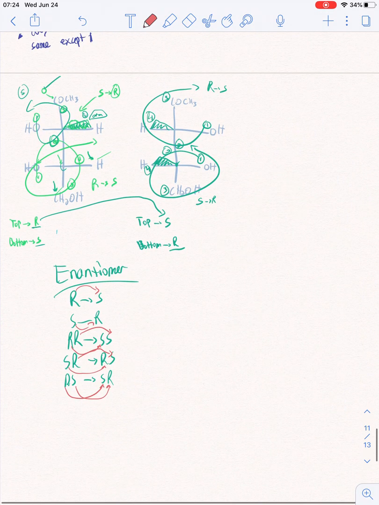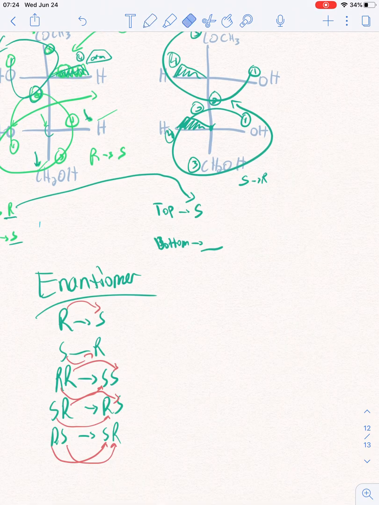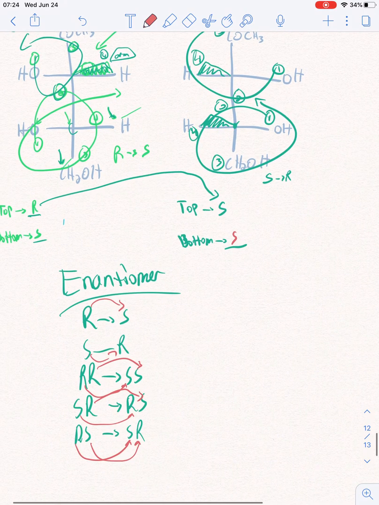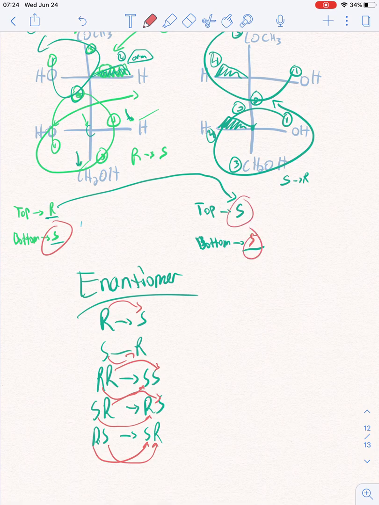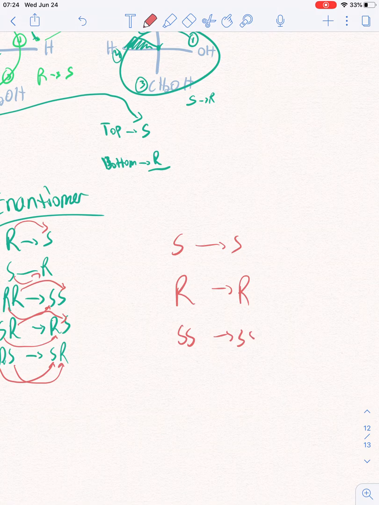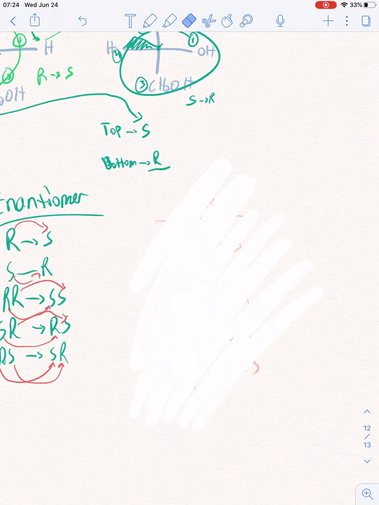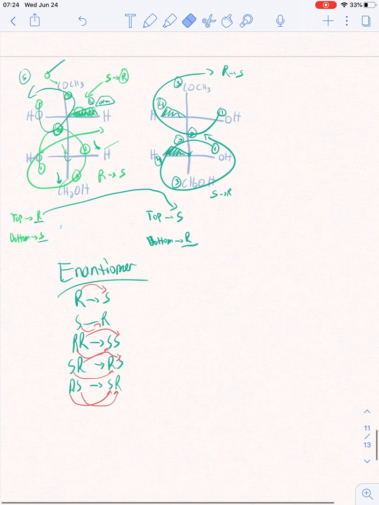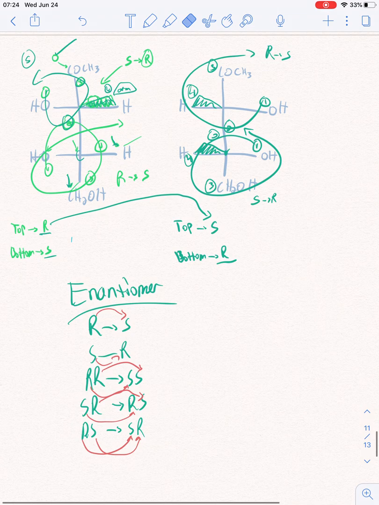Okay? While, remember I said beforehand, if this one stayed S, it would be a diastereomer, right? Because everything is the same except this one. Okay? Also, if nothing changes, it's the same compound. Okay, that's another thing. Okay. So that's just how you do the R and S for Fischer projections.